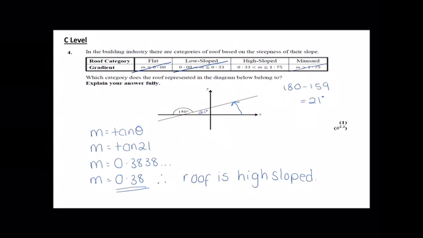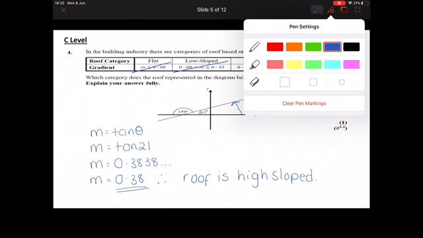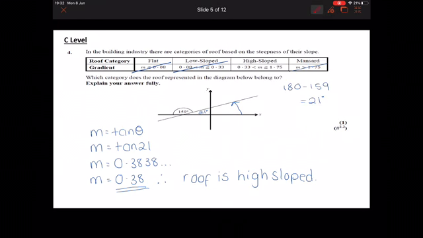And that's the end of my question there. So in terms of your marks for this question, you would get 1 mark for calculating your 0.38, and that's the only mark for this question. Then you also get this hashtag mark, and that is for writing out your statement, so to explain what it means. So for this, "therefore roof is high sloped" would get you your hashtag mark.